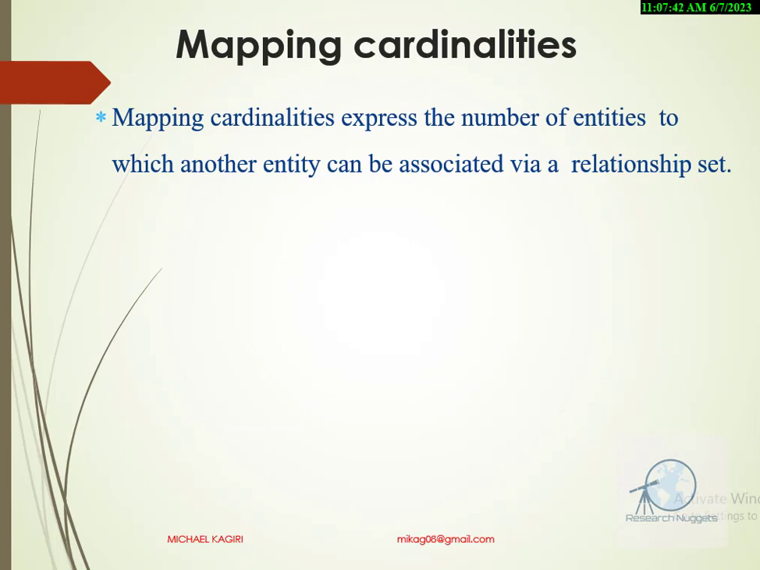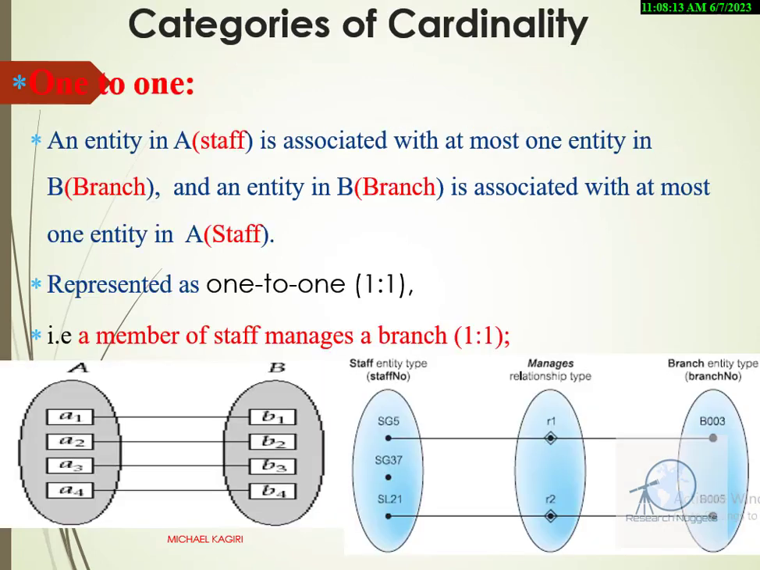Mapping cardinalities normally implies the number of entities that one particular entity is associated with another entity through what we refer to as a relationship set. We are going to say that we normally have three types of mapping cardinalities. The first one is called one-to-one. The next one is called one-to-many, and the last one is called many-to-many. First, we are going to begin with the one-to-one mapping cardinality.